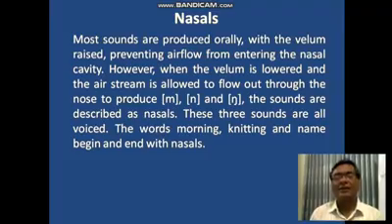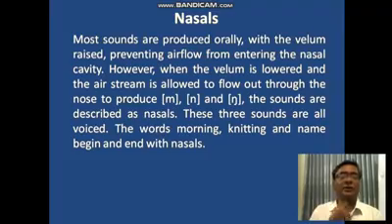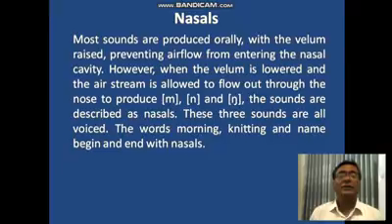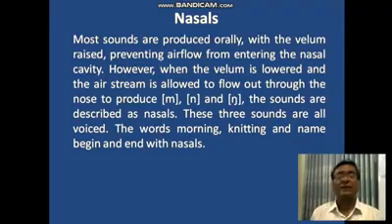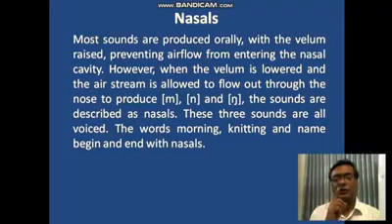So what happens? In most cases, we see that the velum is raised, and thus there is a kind of gap in our throat. On the other hand, when the velum is lowered, there is less space in our mouth and throat, and the airstream is allowed to flow out through the nose, and we produce m, n, and ng sounds, because in these cases the air passes through our nose.